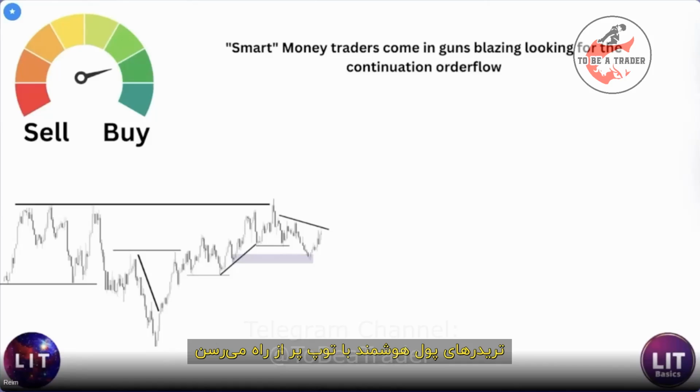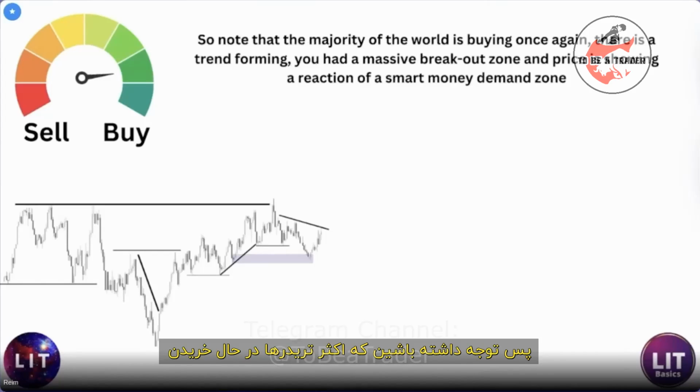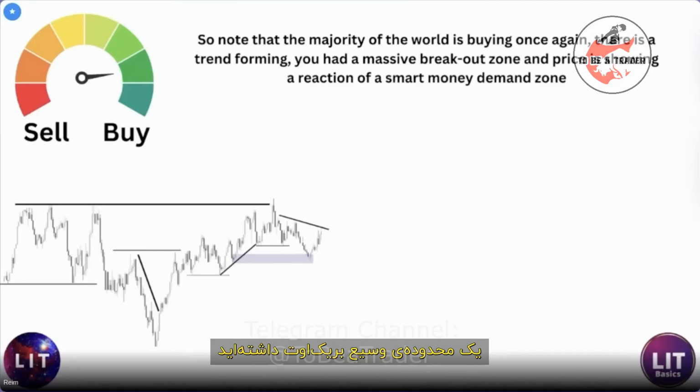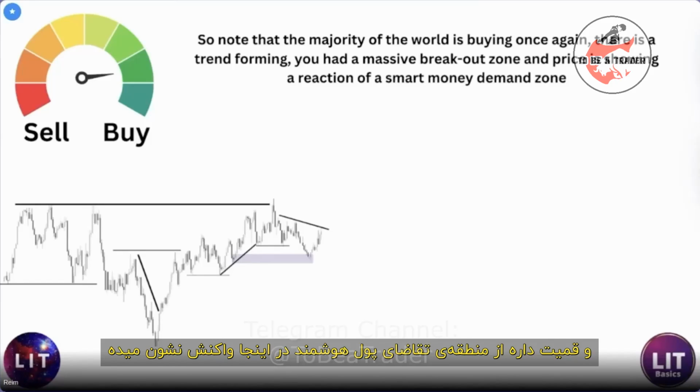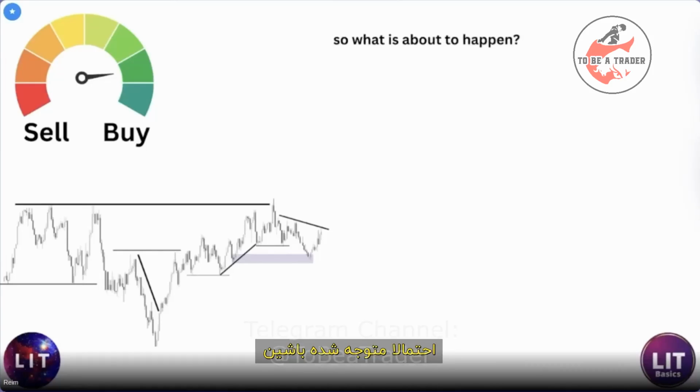Smart money traders come in guns blazing, looking for the continuation order flow. But again, they know that. They know that. So note that the majority of the world is literally buying. Once again, there is a trend forming. You had a massive breakout zone and price is showing a reaction off the smart money demand zone in here, right? So what is about to happen? You maybe notice. So what is about to happen right here as well?